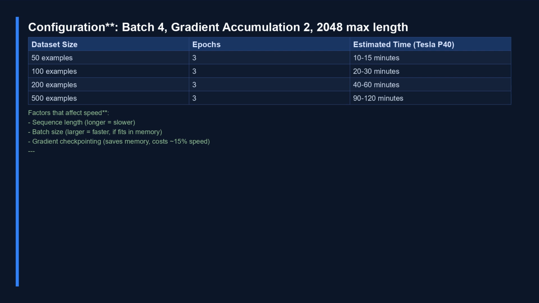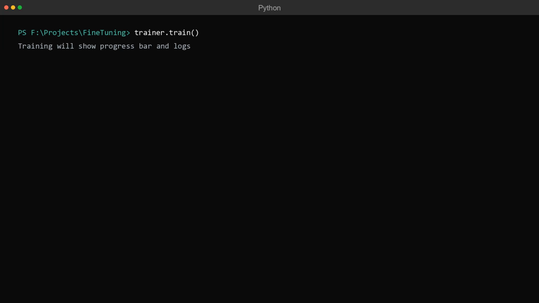Factors that affect speed. Sequence length: longer equals slower. Batch size: larger equals faster if it fits in memory. Gradient checkpointing: saves memory, costs 15% speed.